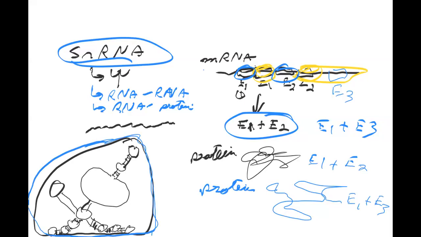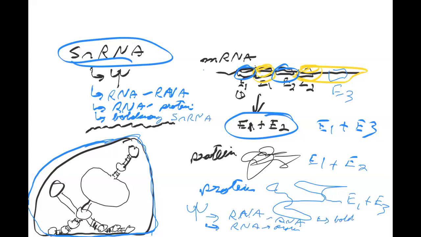And then, again, the folding. The pseudouridine is helping with the folding of the snRNA. So again, pseudouridine helps with interaction of the RNA, interaction of RNA and protein, and folding of the small nuclear RNA. Okay.